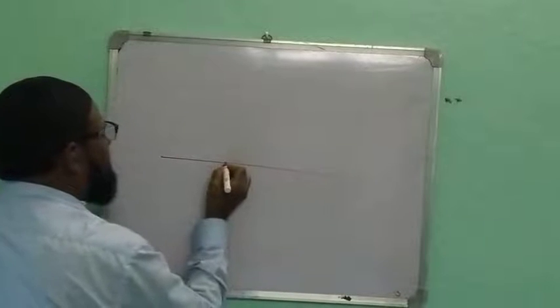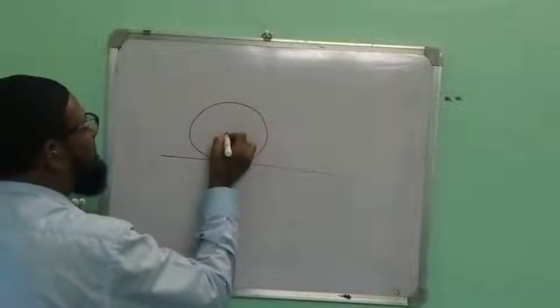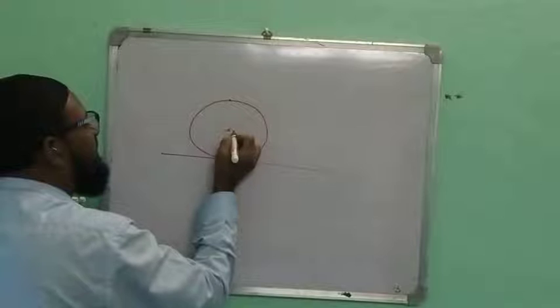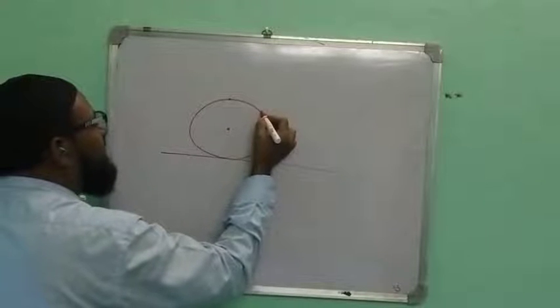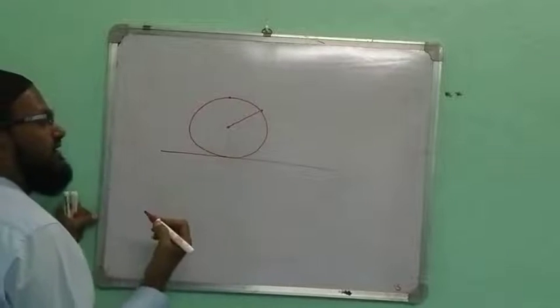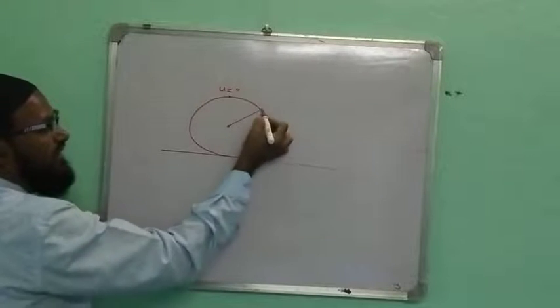This is the ground. This is the sphere. This is the center. This is the top. Suppose from here the body will detach. At the top, u is equal to 0, but at the detachment point there is velocity.